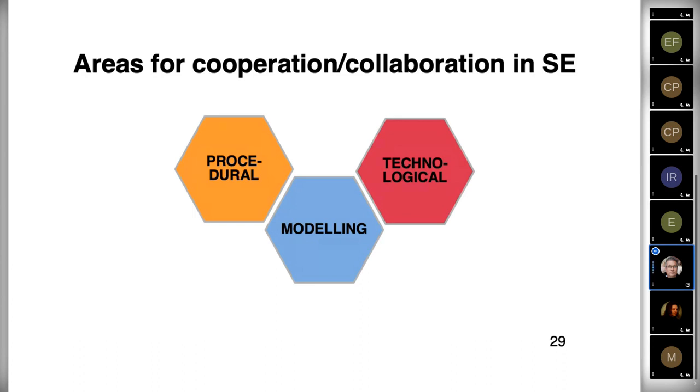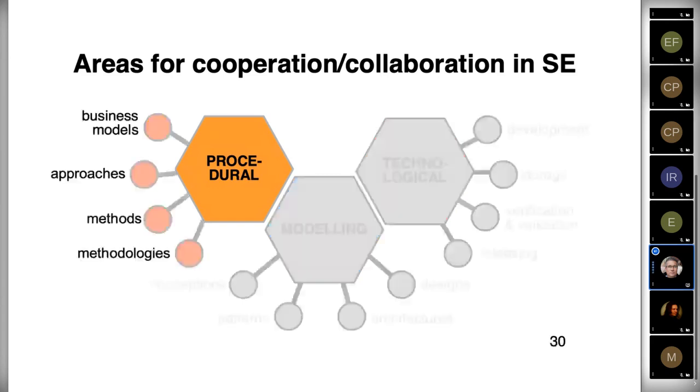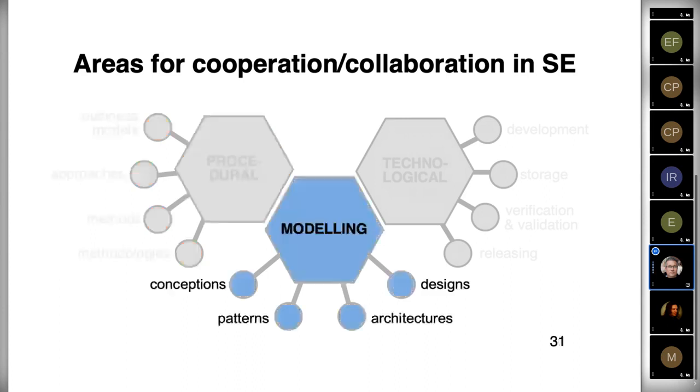And we realized later that cooperation and collaboration are also important in the process and with the tools we use for software engineering nowadays. As you see in the process, we need to have the same comprehension about the business model, the approaches we are going to follow, the methods and the methodologies. In the modeling, we need to share conceptions, patterns, architectures, and designs.